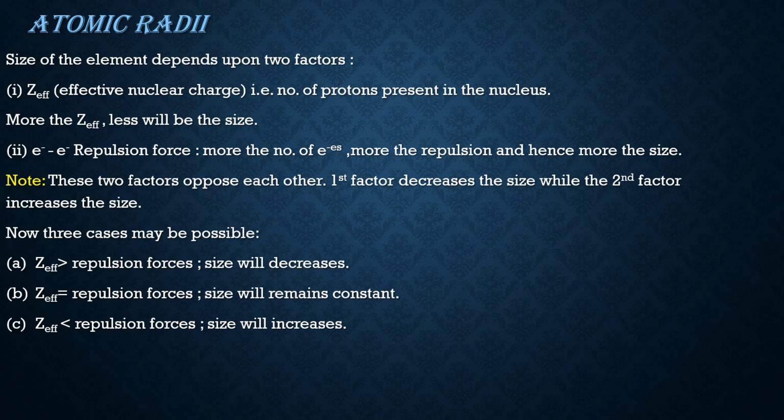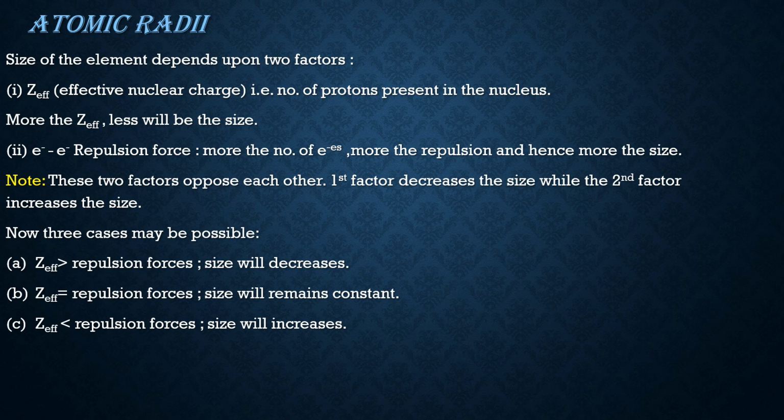The first case is if the Z effective is greater than the repulsion forces, then the size will decrease. It happens when the number of electrons in the outer shells is less. Now the second case is when Z effective and the repulsion forces are equal, then the size will remain constant. It happens in the middle of the series.